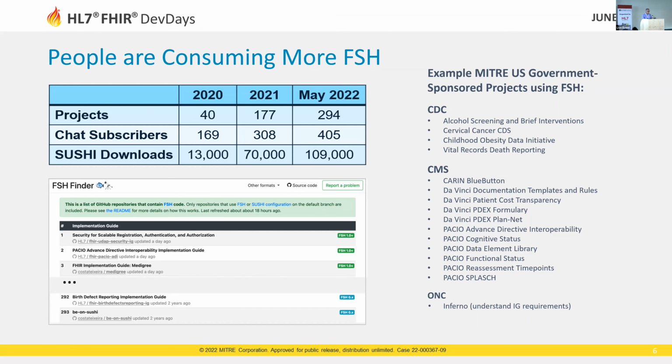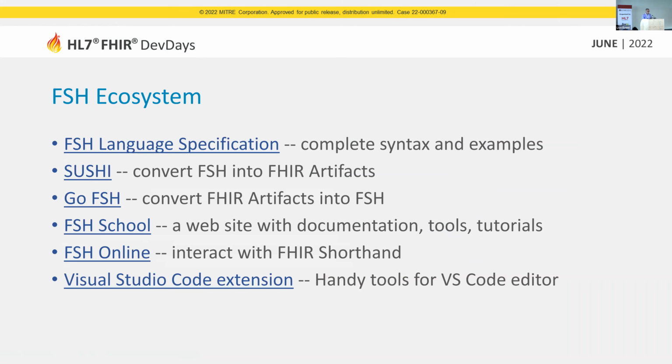You can see how the community has grown in Zulip, and we passed 100,000 downloads of the Sushi software just a couple of months ago. We use it internally at MITRE for all sorts of projects with the US government, which we're involved with. You can see the list of some of the IGs there, but all in all, there's well over 200 IGs that are using FHIR Shorthand, and we really don't know how many of them may be behind firewalls, or we just haven't found. So it's growing in popularity.